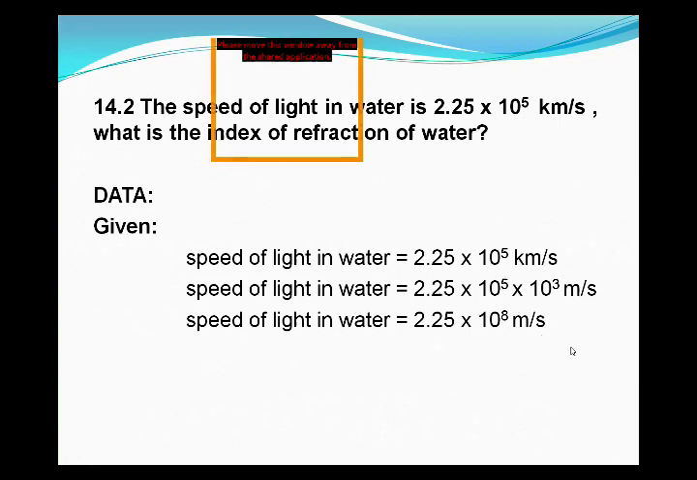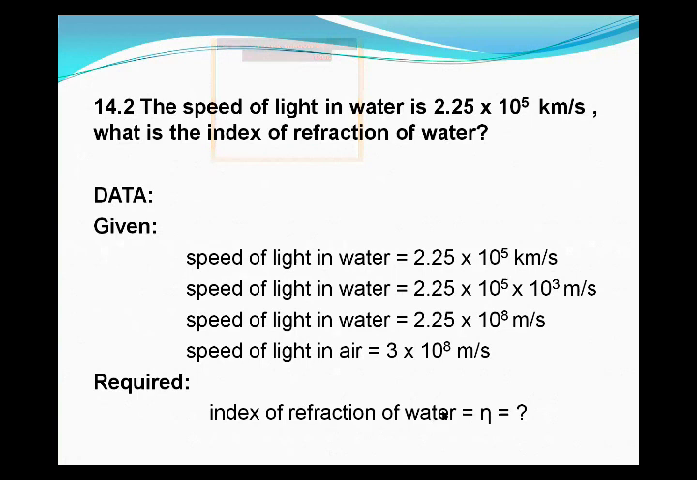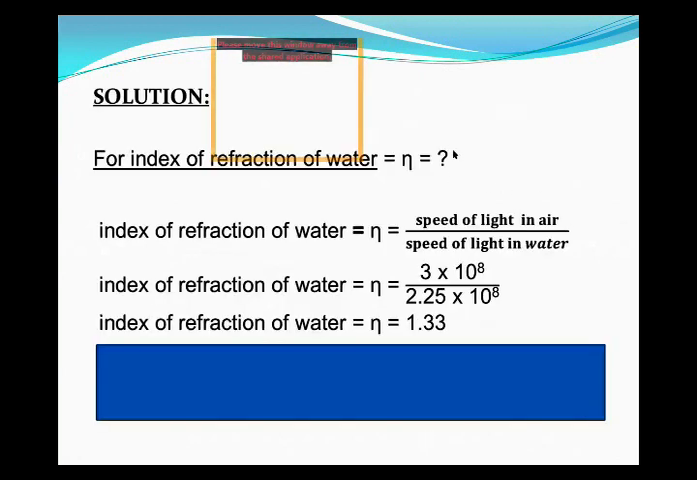Now we will write the other given, that is speed of light in air is equal to 3 multiplied by 10 raised to the power 8 meter per second. Now in required, we have to find out the index of refraction of water, that is represented by N, and it is a question mark.